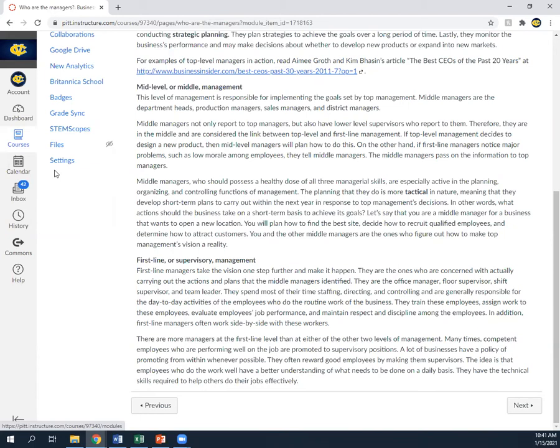So this is basically, you're more in-person managing. First line managers take the vision one step further and make it happen. They are the ones who are concerned with actually carrying out the actions and plans that the middle managers identified. They are the office manager, floor supervisor, shift supervisor, and team leader. They spend most of their time staffing, directing, and controlling, and are generally responsible for the day-to-day activities of the employees who do the routine work of the business. They train these employees, assign work to these employees, evaluate employees' job performance, and maintain respect and discipline among the employees. In addition, first-line managers often work side by side with these workers.